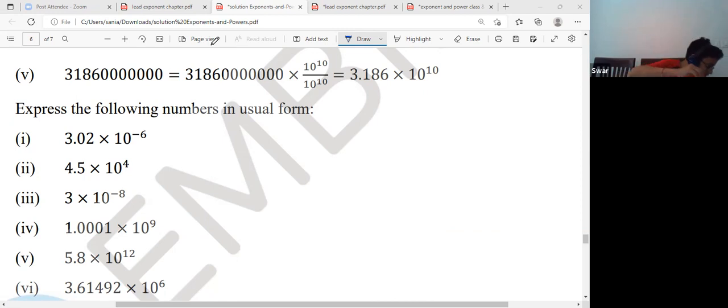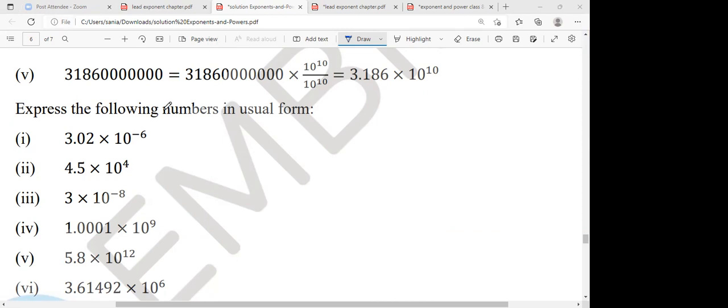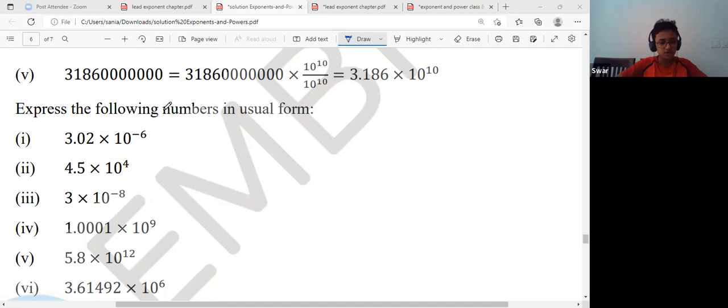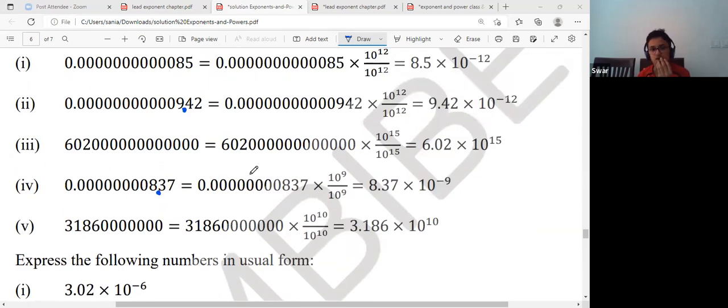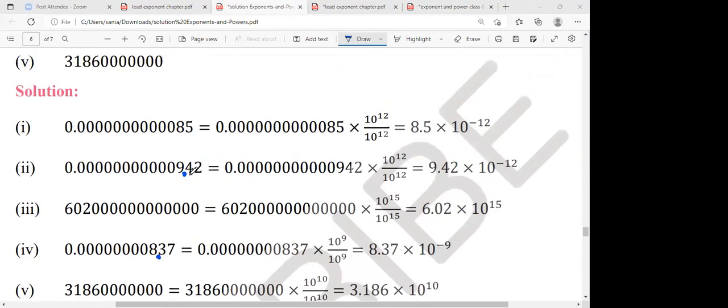Ma'am, after recorrecting, the fourth one I got correct, but in the second one I'm still getting it wrong. The second one over here.